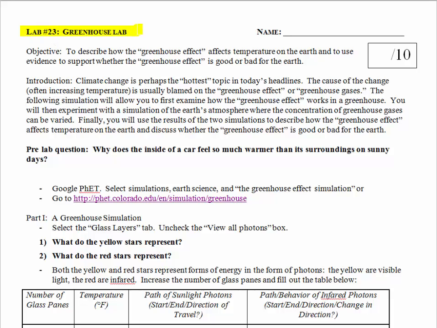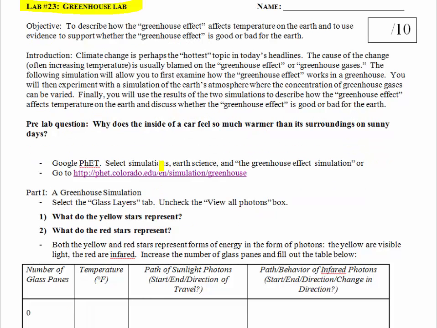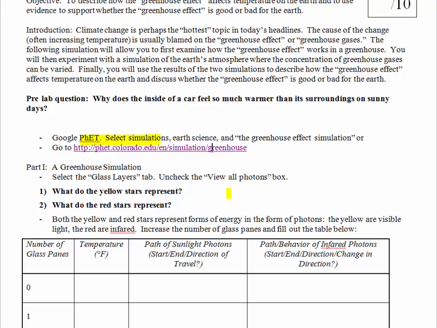Alright, this is the introduction for the greenhouse lab, and what we're going to be doing is taking a look at what greenhouse gases do and why people are worried about them. And so we're going to go to this simulation right here, and you're going to see some yellow stars and some red stars, and it's pretty much written in the simulation what they represent.